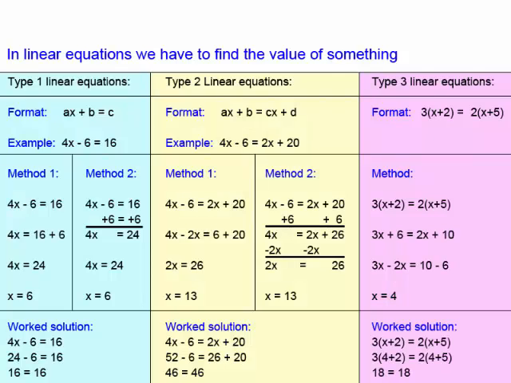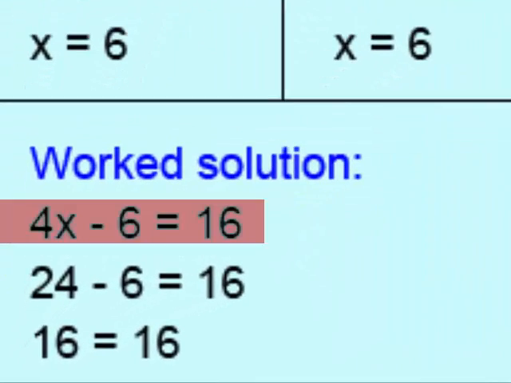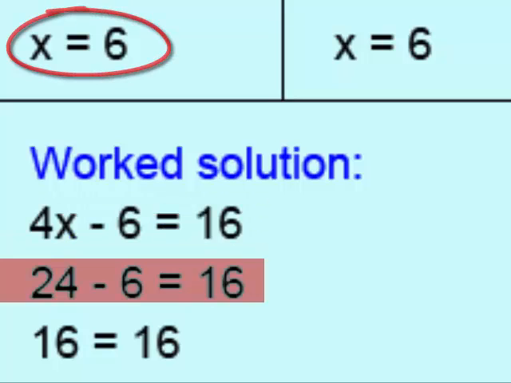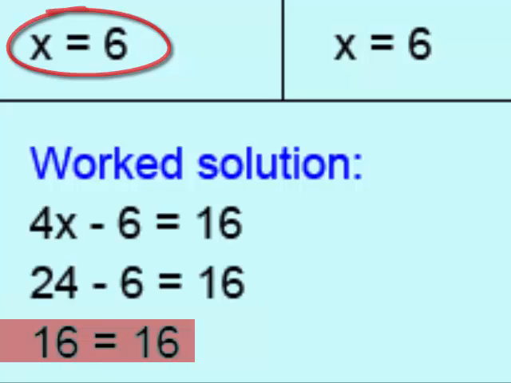So how do we check our answers? The best way to check our answers is by substituting the value we have found into the original equations. In the type 1 equation, we had 4x minus 6 equals 16. We now place the value for x, which is 6, into the 4x, which gives us 24 minus 6 equals 16. As both sides of the equation are in fact equal, then the value of 6 we find for x is correct.